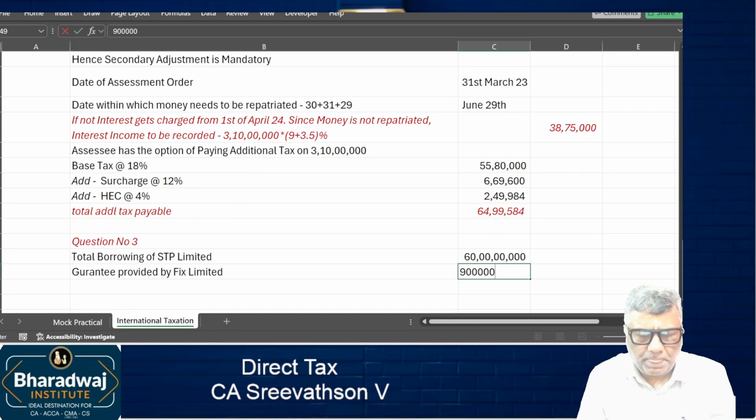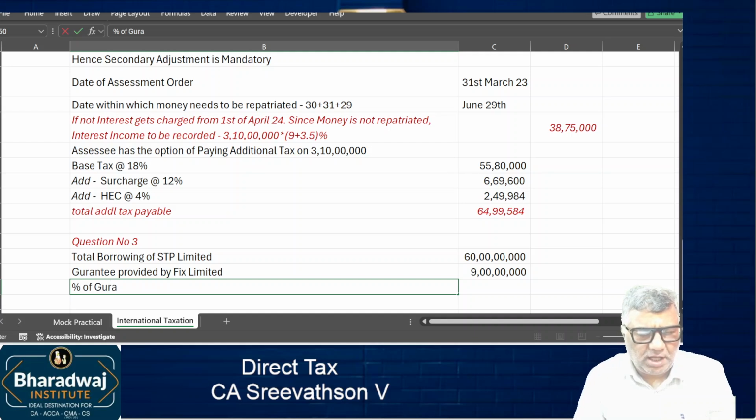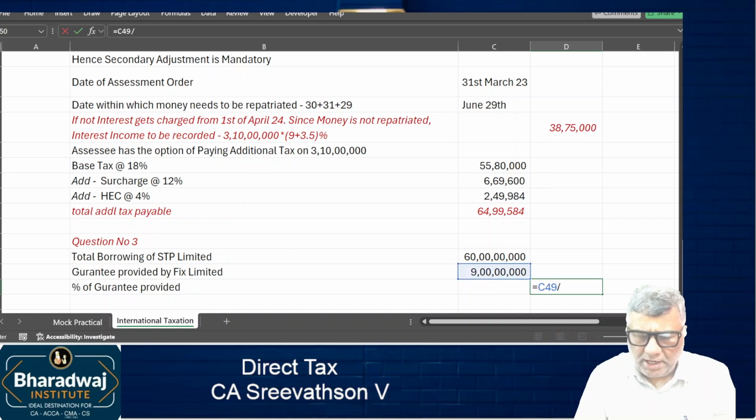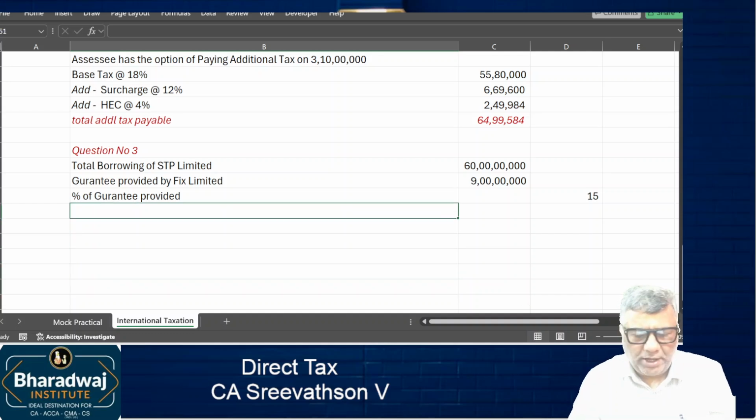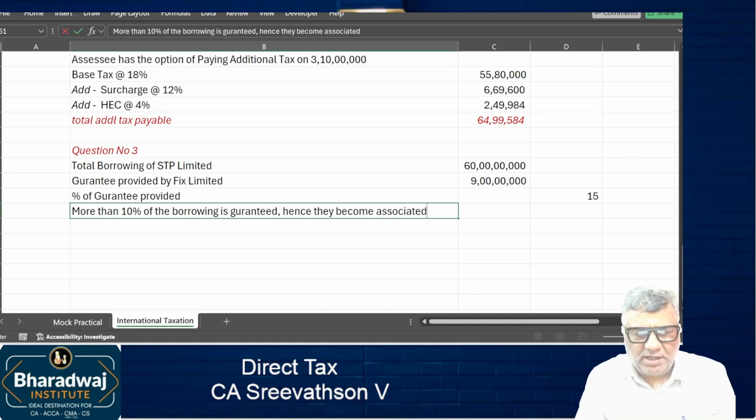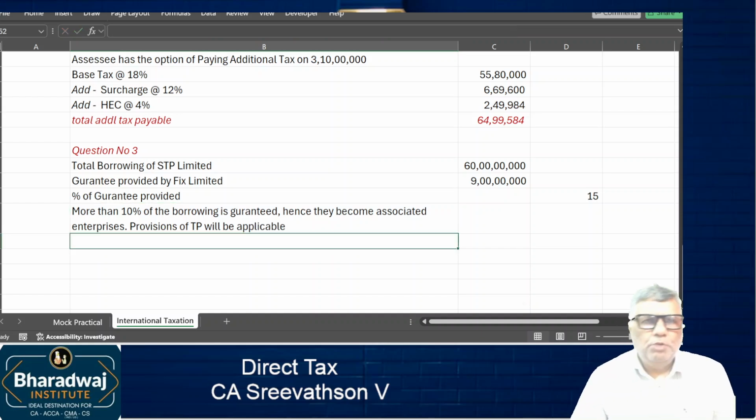9 crores. Percentage of guarantee provided. How much is that? Okay, 9 divided by 60 into 100 comes to 15%. More than 10% of the borrowing is guaranteed. Hence, they become associated enterprises. Provisions of transfer pricing will be applicable.